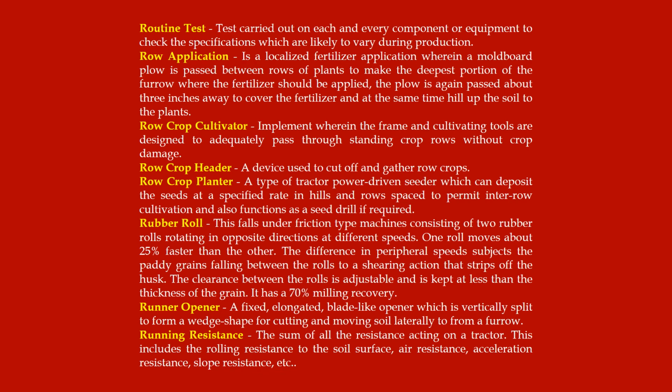Runner opener. Affixed, elongated, blade-like opener which is vertically split to form a wedge shape for cutting and moving soil laterally to form a furrow. Running resistance. The sum of all the resistance acting on a tractor. This includes the rolling resistance to the soil surface, air resistance, acceleration resistance, slope resistance, etc.